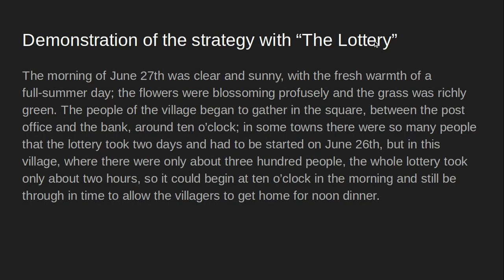And then they get into some descriptors. The fresh warmth of a summer day, flowers are blossoming profusely. Those are all good things, and students should be able to point those things out fairly easily. Then you're going to get into some of the more complex stuff. You're going to talk about the lottery. What is a lottery? Has anybody ever heard of the lottery? And students will answer, and generally they'll have more of a positive view of a lottery.